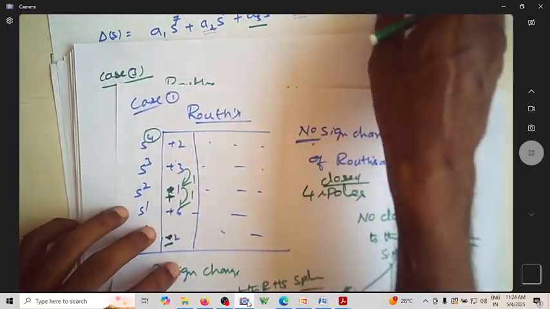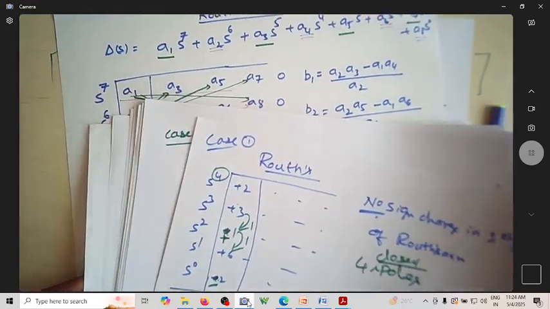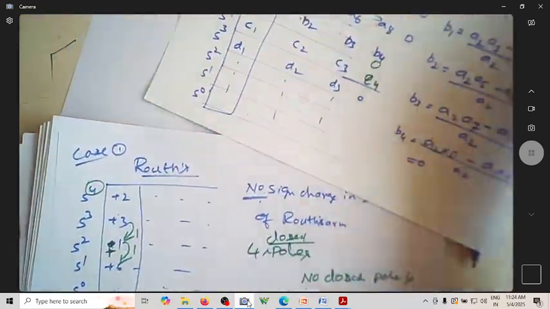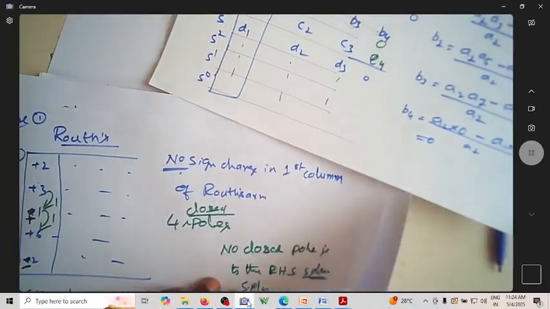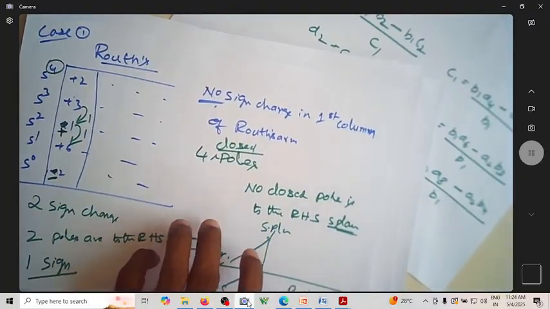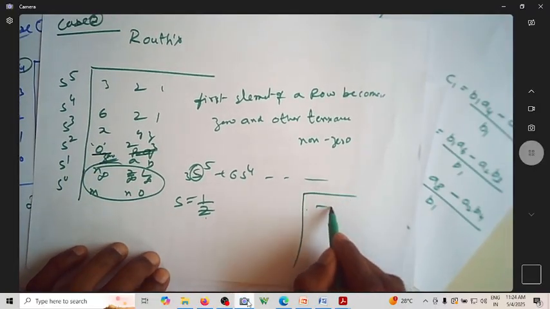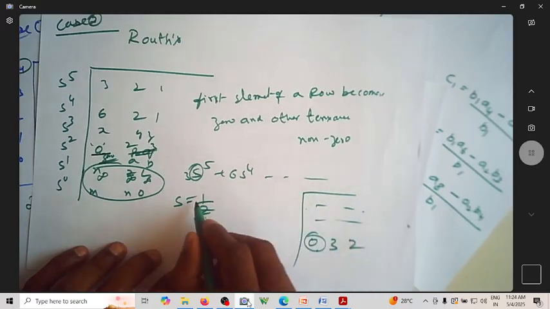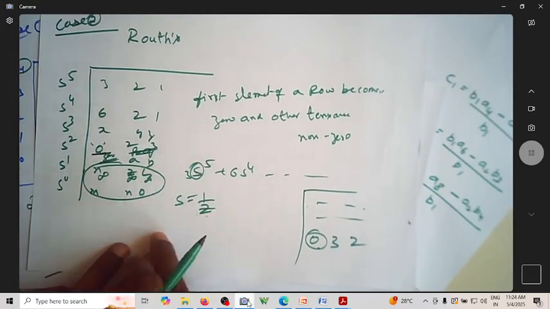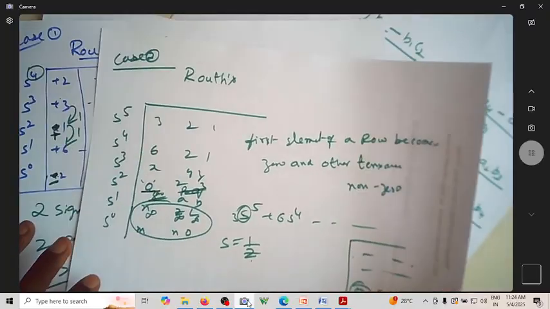In the second case, we found that if only the first element of a row becomes 0, something like 0 3 2, then you replace the entire characteristic equation by substituting 1 over z, reframe the characteristic equation, then proceed, rewrite the array, and get the result.